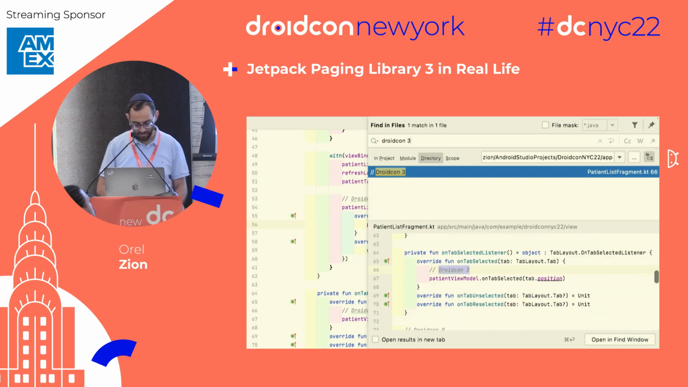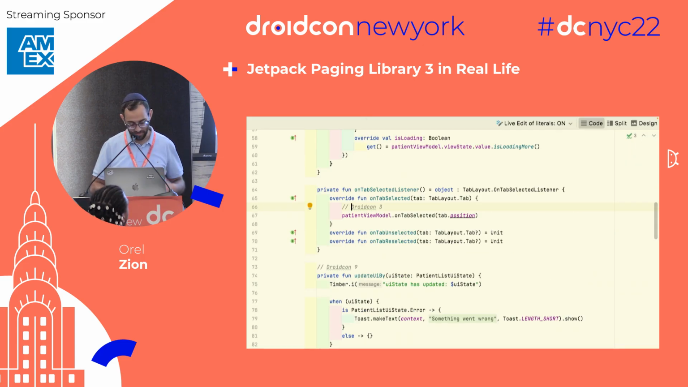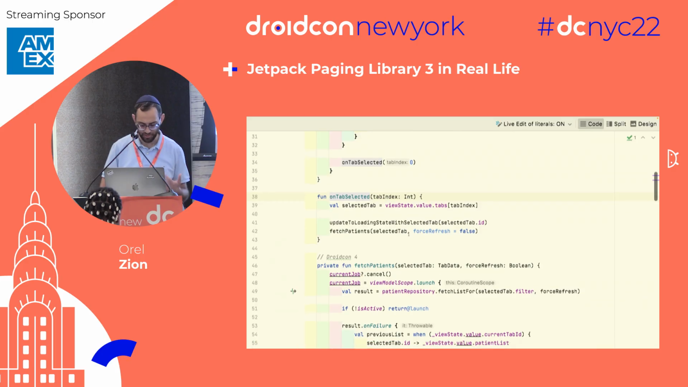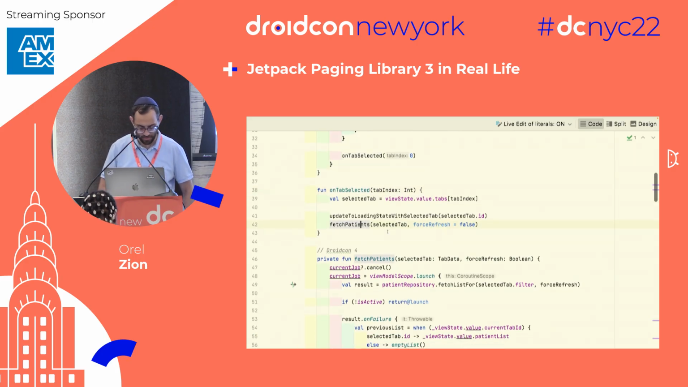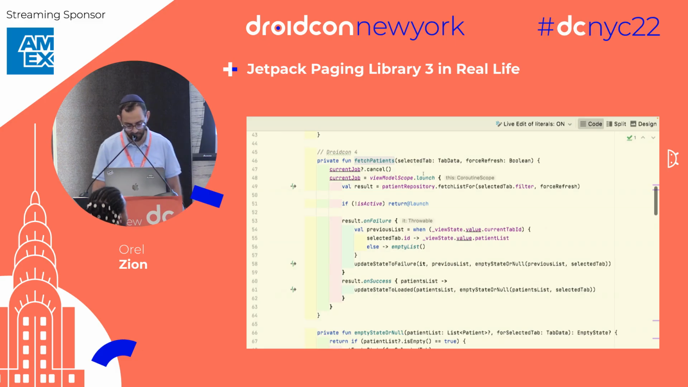All right. The other thing that we saw in the UI category is the tab selection, right? Whenever we select a new tab, we actually go and change the filter ID, and then we go to fetch the patients for this selected tab, for this filter ID. So we see in here that we go into our repository, we're fetching the list for this filter ID, right?